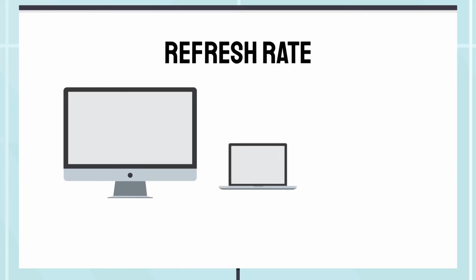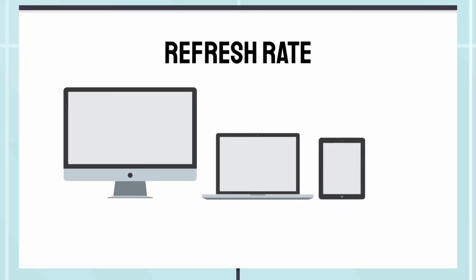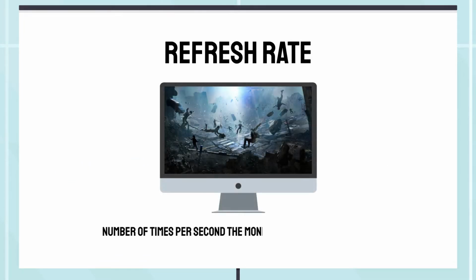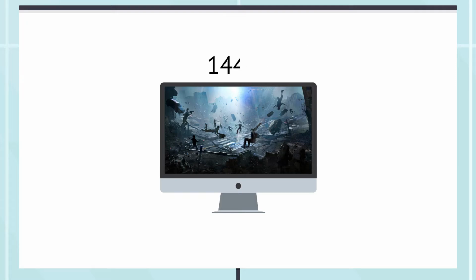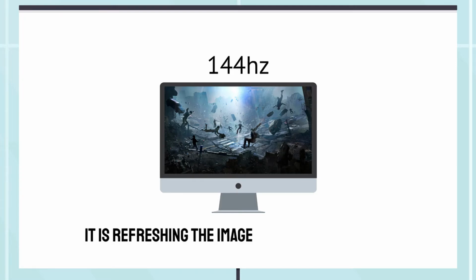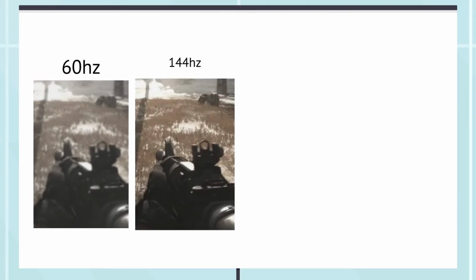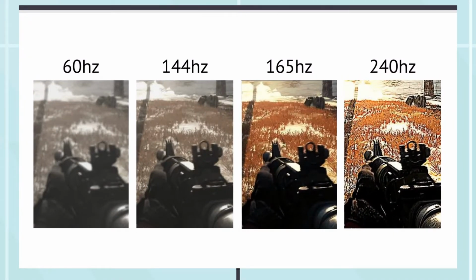The concept of refresh rate is directly related to monitors, or other forms of display hardware. In other words, it describes the number of times the monitor display is refreshed and refers to how many times per second the display can draw a new image. For example, if your display has a refresh rate of 144 Hz, it is refreshing the image 144 times per second. As a basic rule, the higher the refresh rate on a monitor, the better. Higher refresh rates are likely to produce smoother motion.